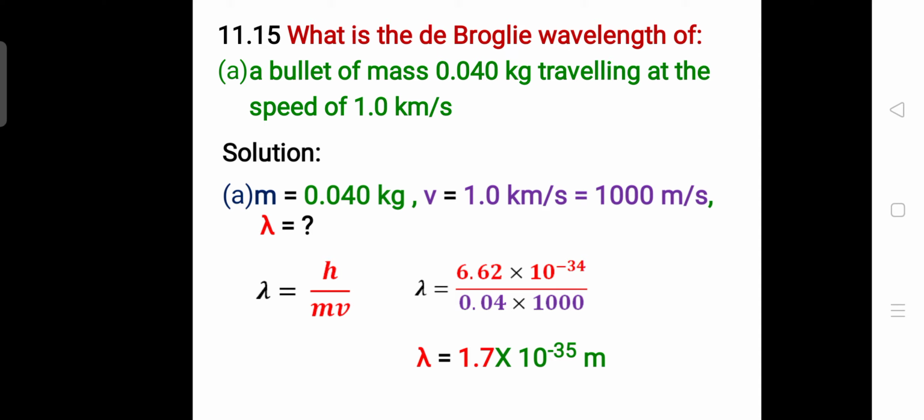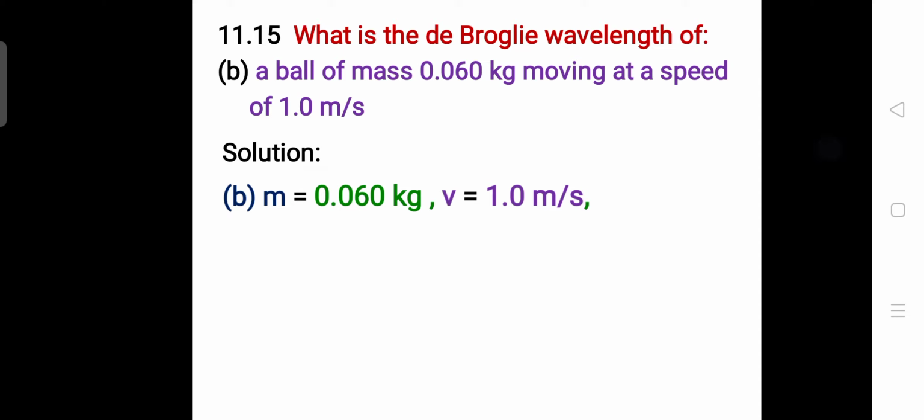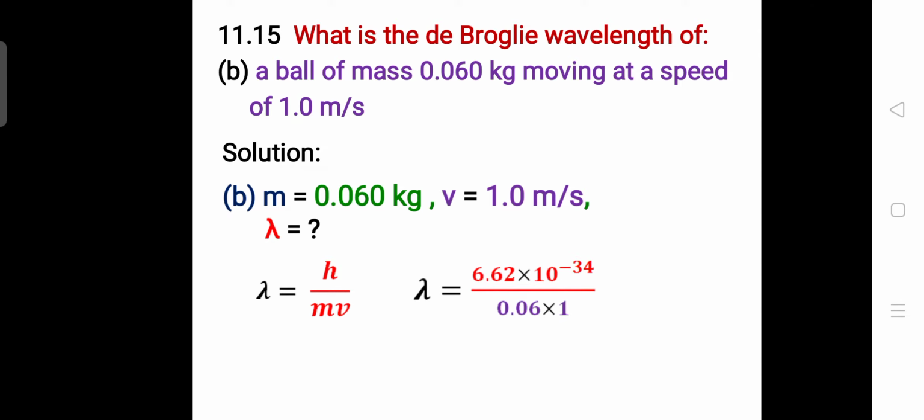Next, B part. In B part, mass is 0.06 kg and speed is 1 meter per second. Same formula we will use, h upon mv. Put the value of h, 6.62 into 10 raised to power minus 34. Mass is 0.06 and speed is 1. On solving, we will get 1.1 into 10 raised to power minus 32 meter.